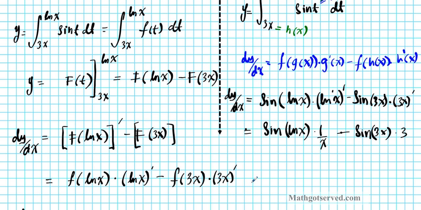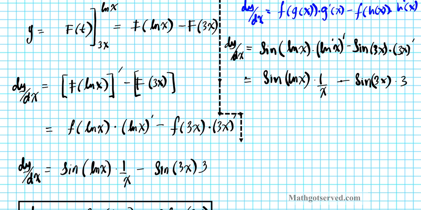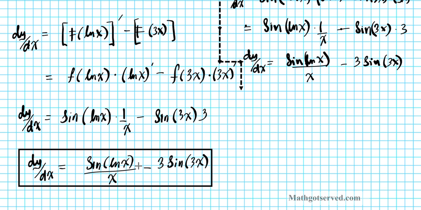Okay, and then let's go ahead and make that look pretty. Partition our workspace here. So we're going to have, let's see, dy dx equals sine of the natural logarithm of x divided by x minus 3 sine of 3x. Okay? Now let's compare that to the answer we have here. That's exactly what we have. So we are confident that our answer is in fact correct. Okay? So there you have it.